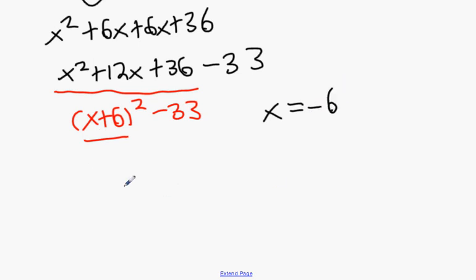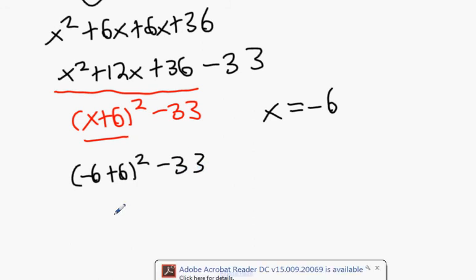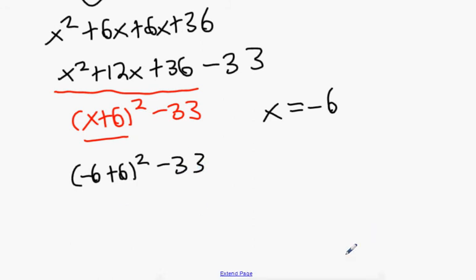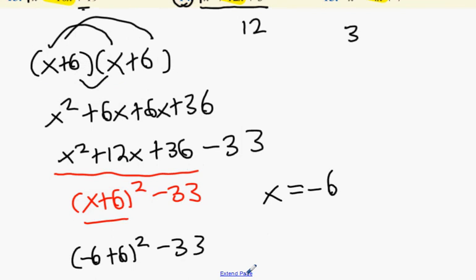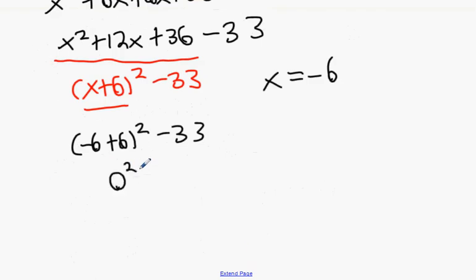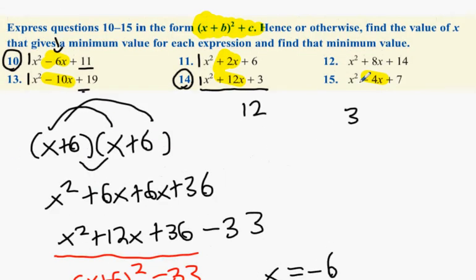Okay? And now what happens here is this, guys. When we get minus 6 plus 6 squared minus 33, it turns into a minimum value of 0 squared minus 33, which is minus 33. Now, do you remember all these graphs can be drawn as a U-shaped function? Do you remember that? All of them can be drawn as a U-shaped function.